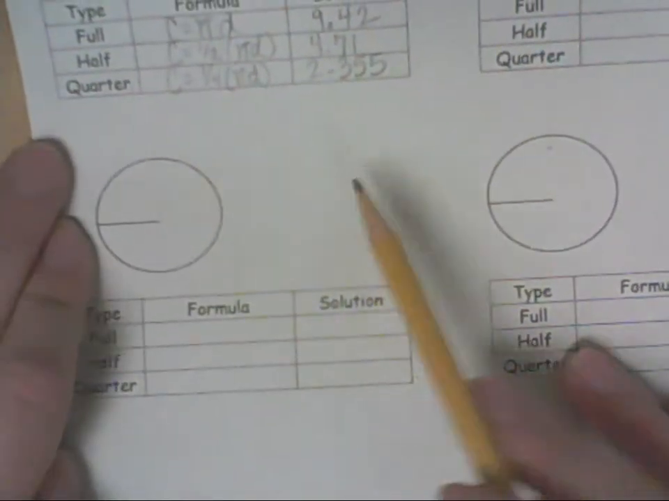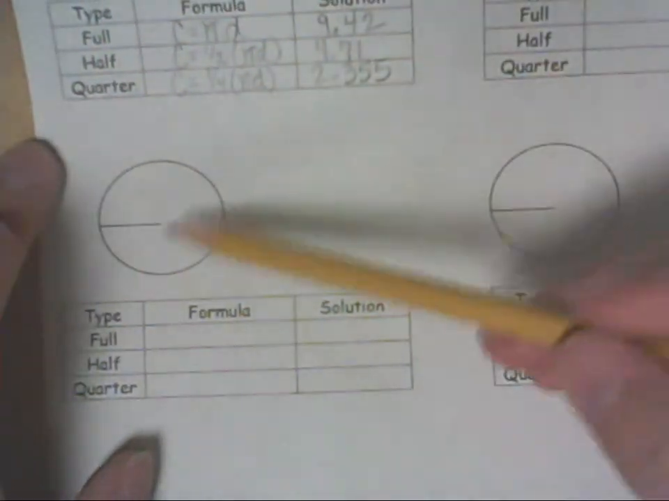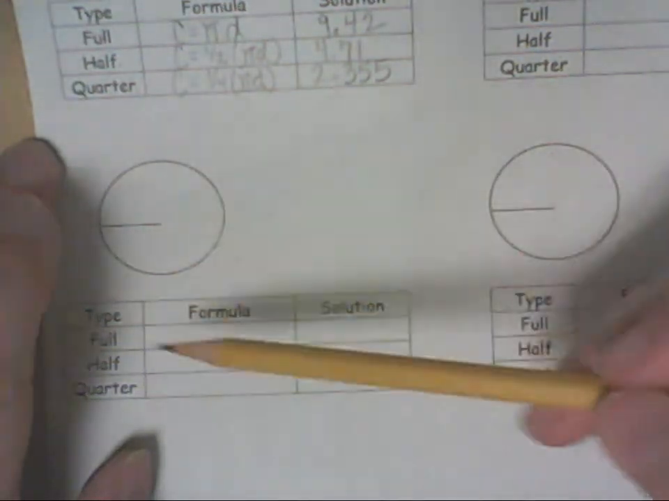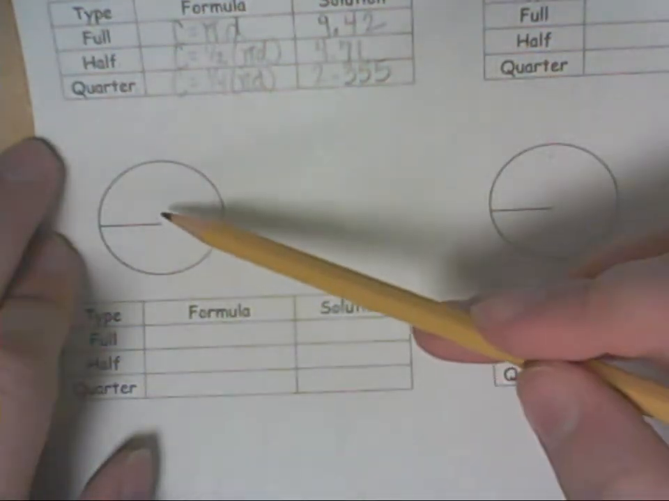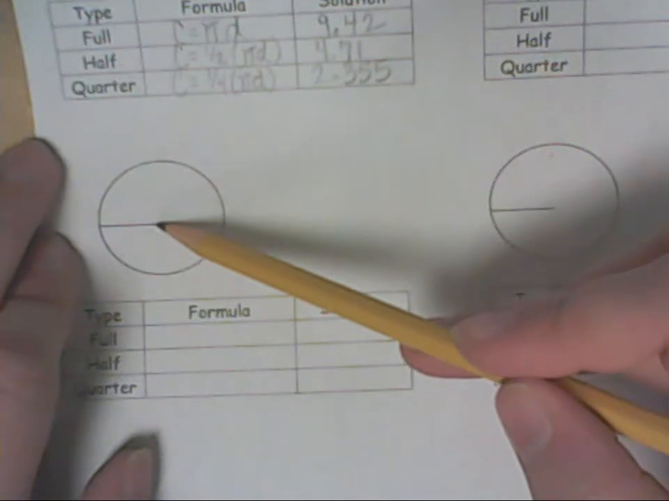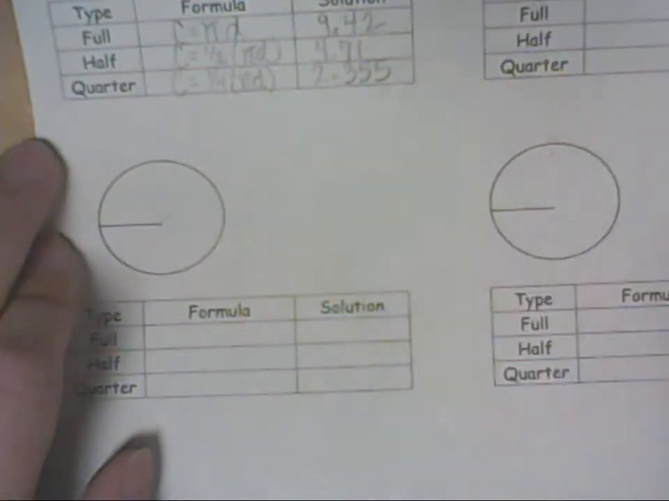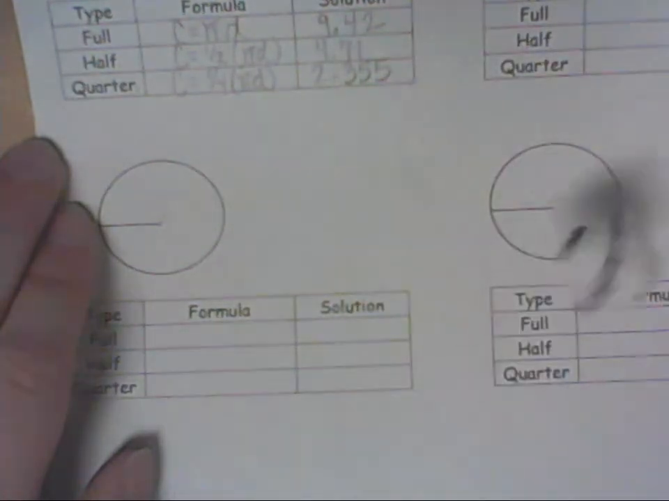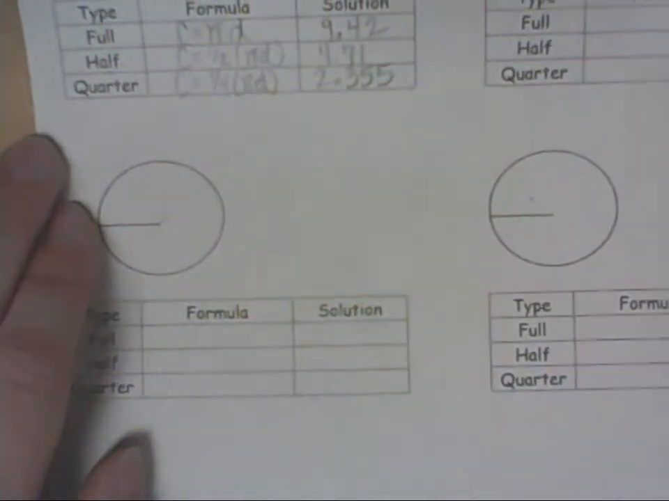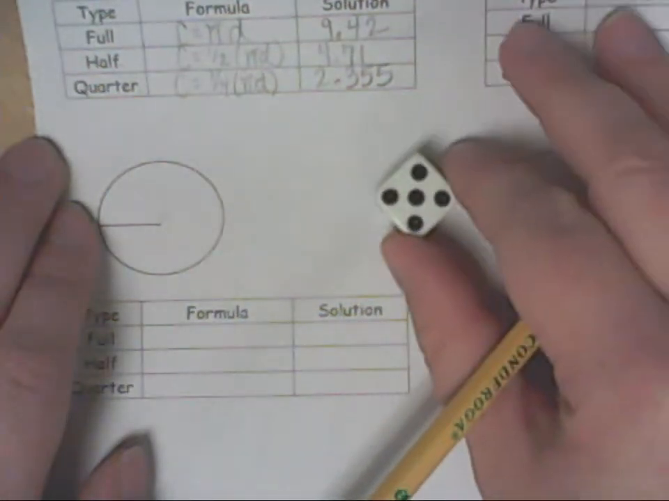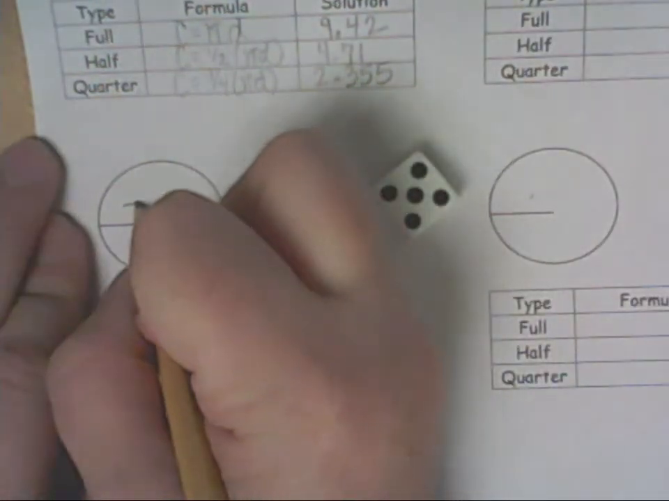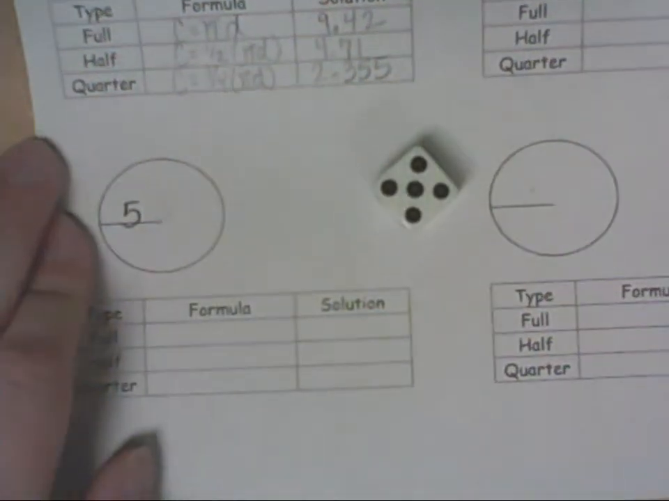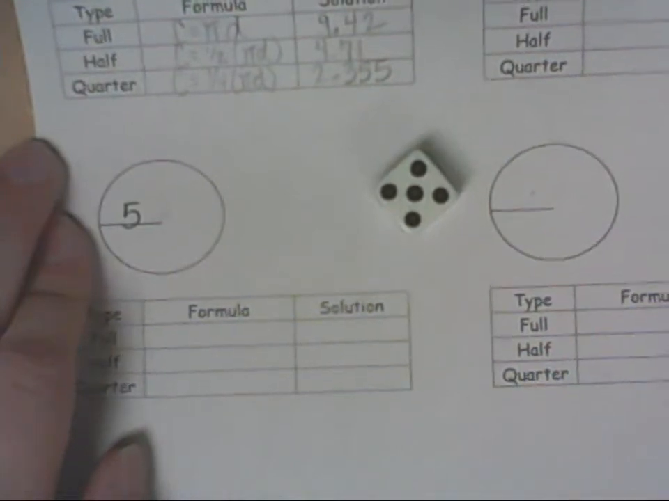This time let's take a look. What is given to us in our problem? What's drawn in our circle? Halfway across, what was that called? The radius. Very good. So I'm going to go ahead and roll the dice. Oh, we don't want 3 again. All right, 5. So our radius is going to be 5. Let's go ahead and label it on our paper.